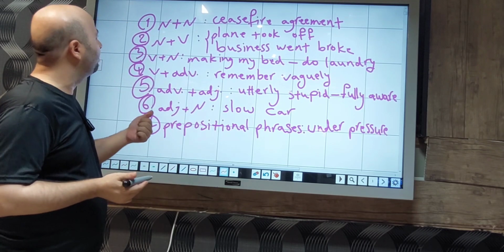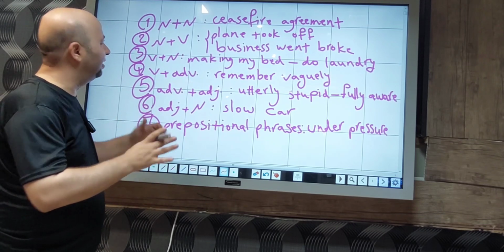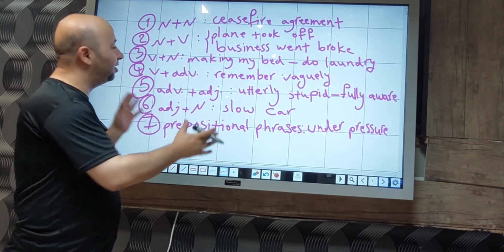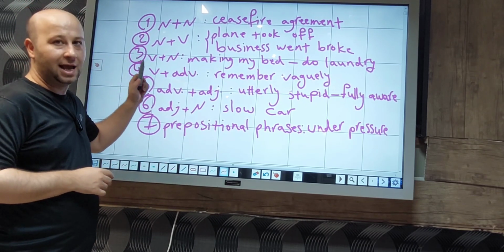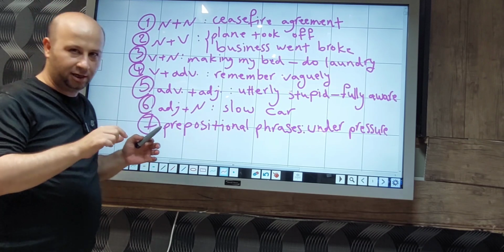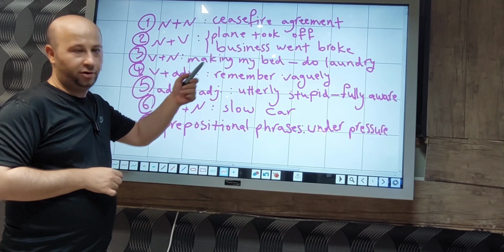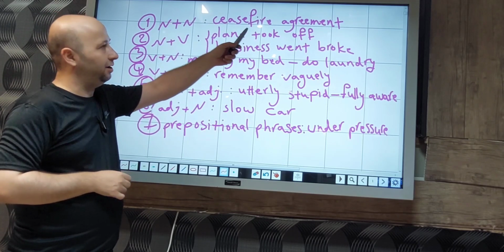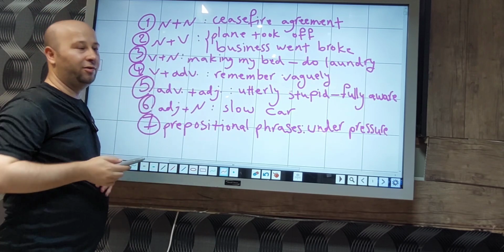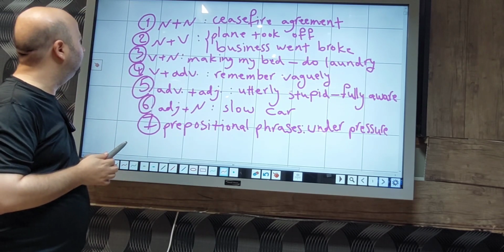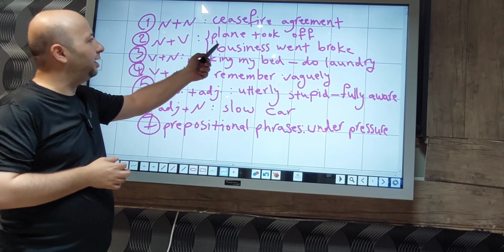Okay, in the next part, I have written down some really useful formulas. We can say the collocations, the ways words can come together. The first one is noun plus noun. This is one form of collocation. An example for that can be ceasefire agreement. Ceasefire is a noun, and agreement is a noun too. So here a noun comes with a noun. And the second type of collocation is noun plus verb, like plane took off.